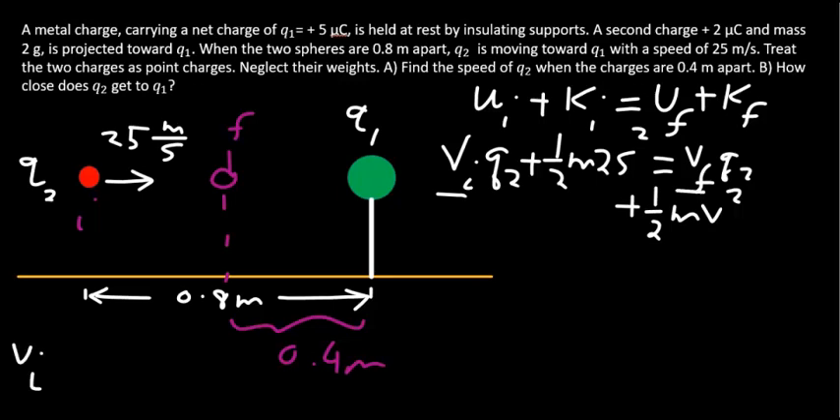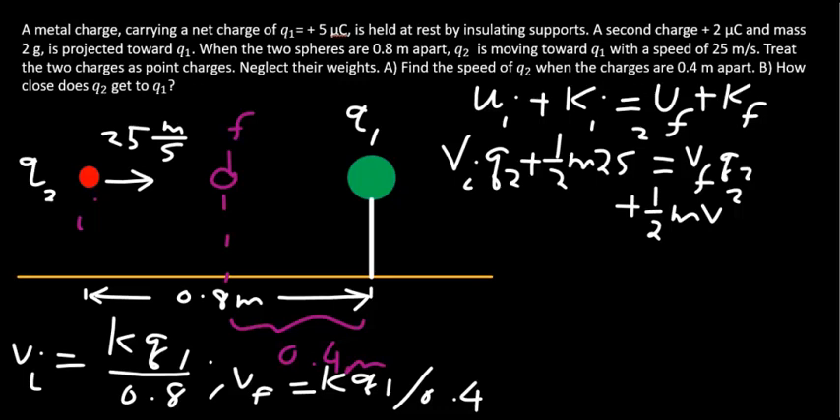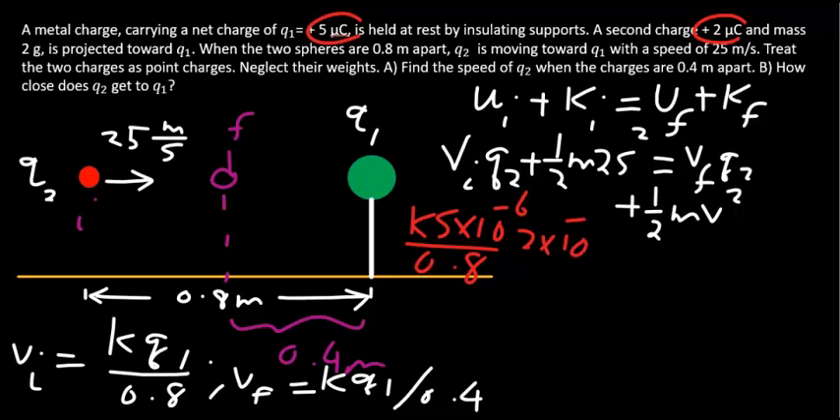Now Vi, according to the expression, is K times Q1, because it is that charge that's producing the potential at the point I, over the distance 0.8. Likewise, Vf equals K Q1 over 0.4. So let's put everything in. Vi is K, Q1 is 5 microcoulomb, so that is 5 times 10 to the power minus 6 over 0.8 meter. Q2 is 2 microcoulomb, so that is 2 times 10 to the power minus 6.